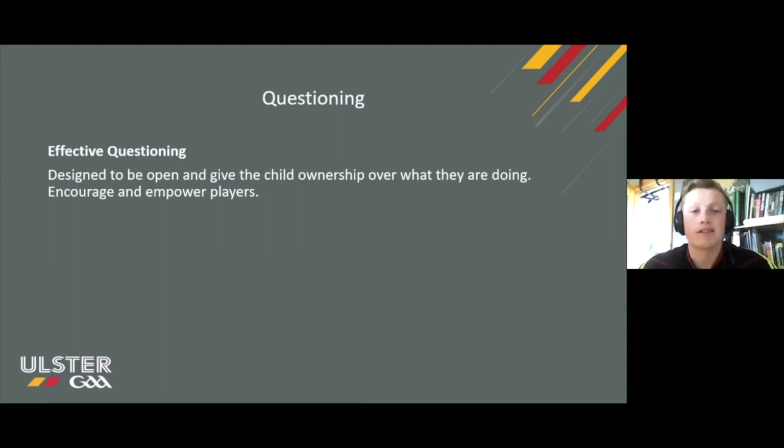What we're looking at now is effective questioning. Effective questioning is really designed to be open and give children ownership of what they're doing. We want to give children the understanding that it's them who's learning. They're learning through this and they're showing what they're doing as a positive. So it's encouraging and empowering: positivity and praising everything they do, through our questioning.